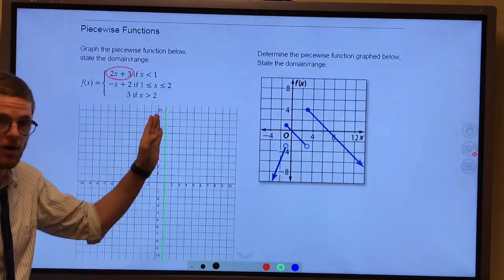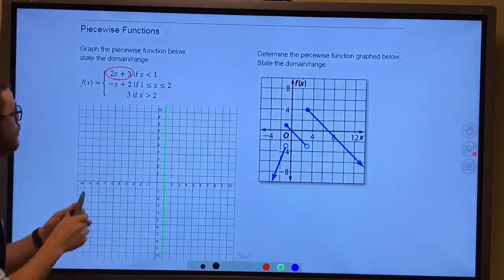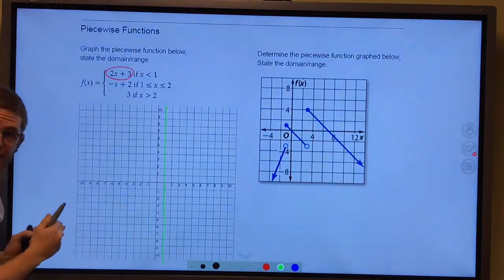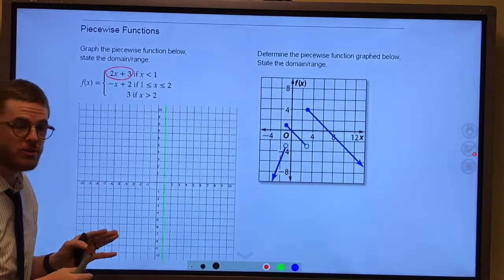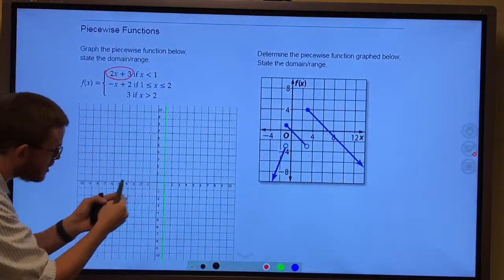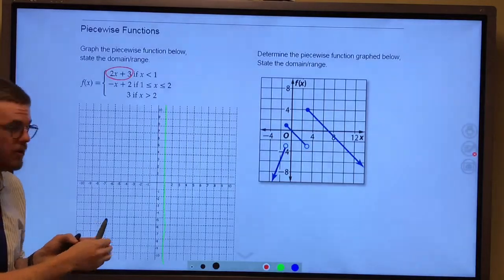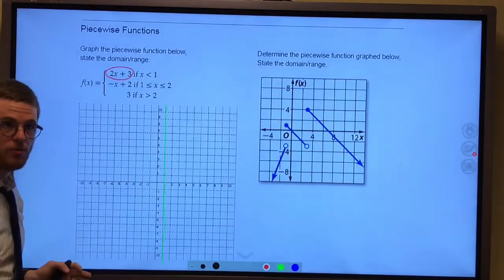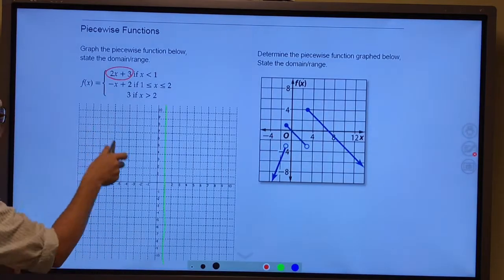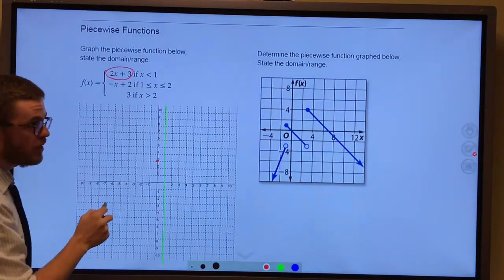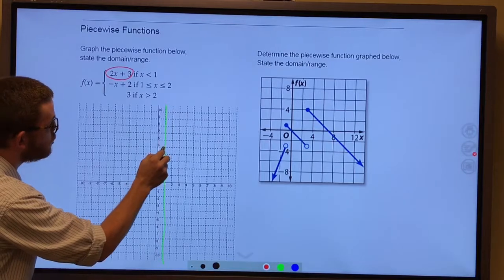This is the line where x is 1. And we know this is only true for x values less than 1. So I know that this function, 2x plus 3, this piece of our piecewise function, only exists over here to the left of when x is 1, over here to the left of that green line. So I know my y-intercept is 3, and I know my slope is 2.